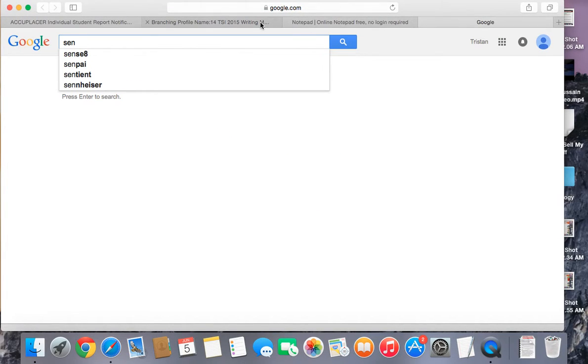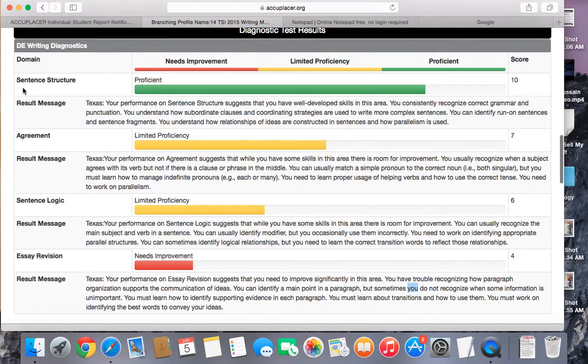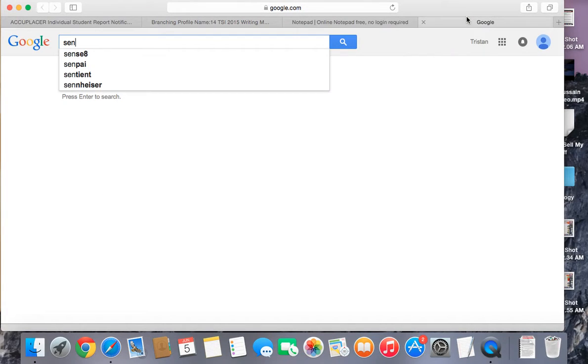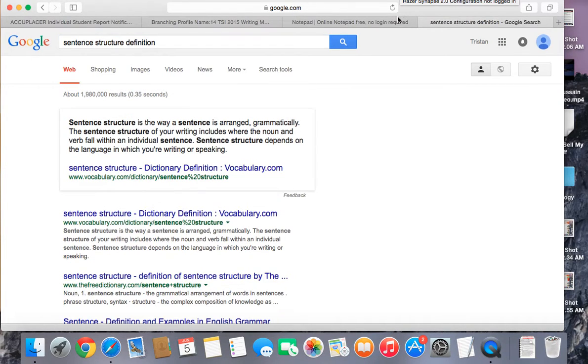Oh yeah, before I get started, these are kind of like what's going to be on your test. So if your teacher hands you something, this is what you should do. You should always search on Google if you don't know. So first, let me look at the definition. Sentence structure is the way a sentence is arranged grammatically.